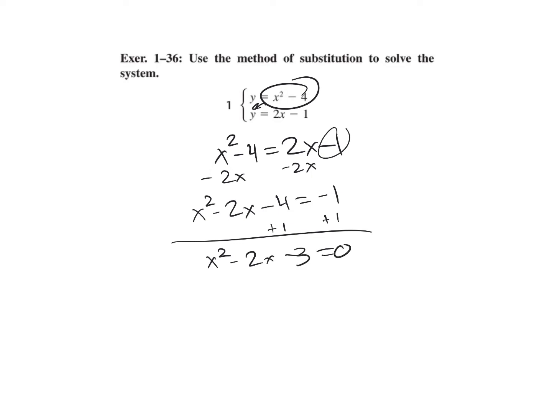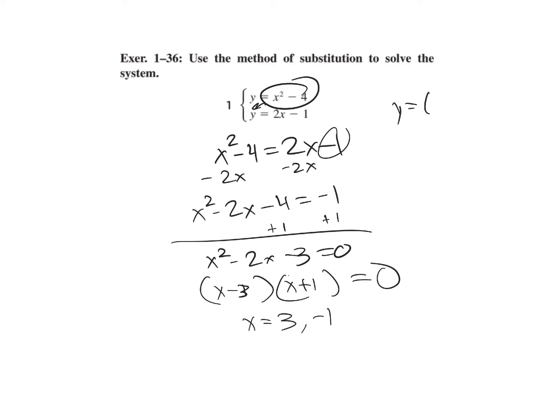Now that's a trinomial. We can factor it. We get x minus 3, x plus 1. So x is either 3 or negative 1. So we need to plug those back into one of the equations. Let's pick the top one, and we will substitute negative 1 in and see what we get for y.